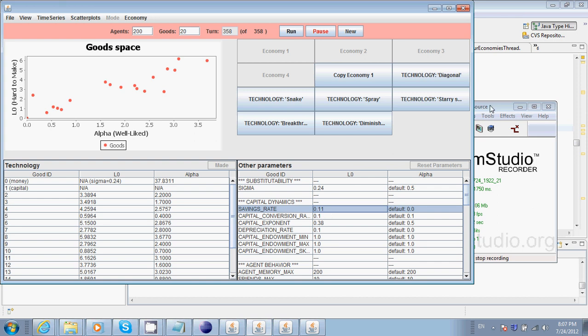So I hope this will be very useful to people who are trying to figure out what's the nature of economic growth, what are the causes of the wealth of nations, and what kinds of theories might be able to explain that.